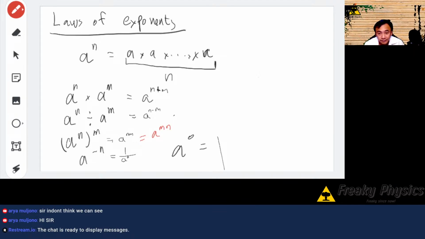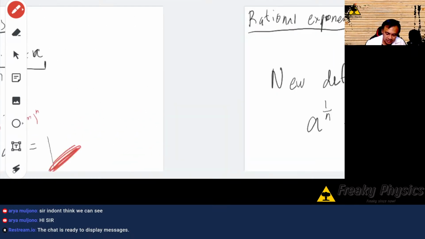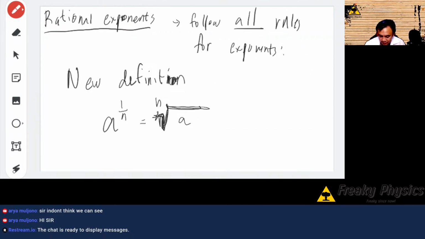Why? Because you can swap the order of the multiplication. In other words, it's commutative, right? And therefore, that should also be the same as saying a raised to m raised to n. That's going to be useful with the solutions we had earlier. And two more: a raised to 0 is 1, and a raised to negative n is equal to 1 over a raised to n. Okay. So for rational exponents, they all follow the same rules, and there's a new definition.